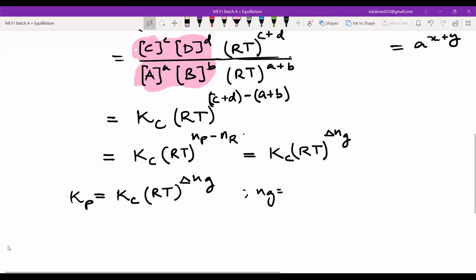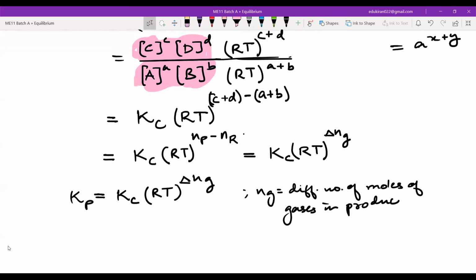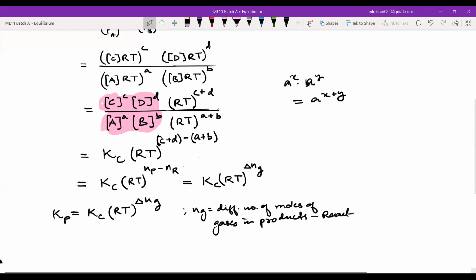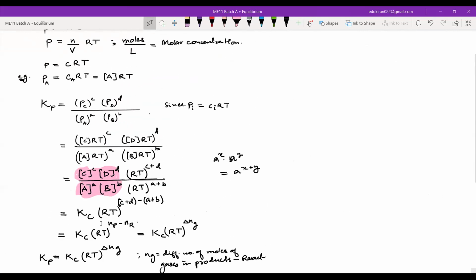Okay, delta ng. Then what is ng? ng is equal to the difference in the number of moles of gases in products minus reactants. So let me just zoom a bit out and then you can write. Let me know if I have to scroll a bit up.